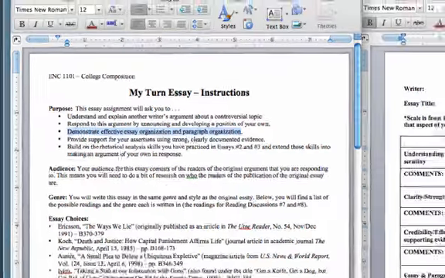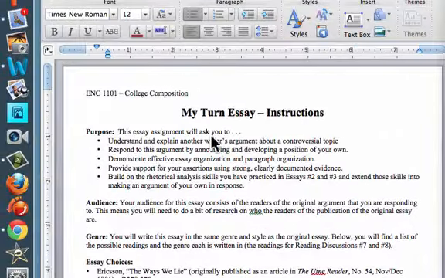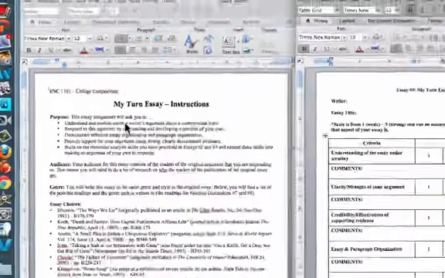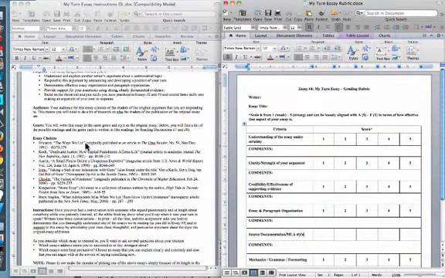The next thing that you have to make sure that you do is provide support for whatever this argument is that you're going to make that's based on the essay or the speech that you listen to. Okay? And obviously all of this is meant to build on the rhetorical skills that your previous two papers have been introducing you to and giving you practice at.